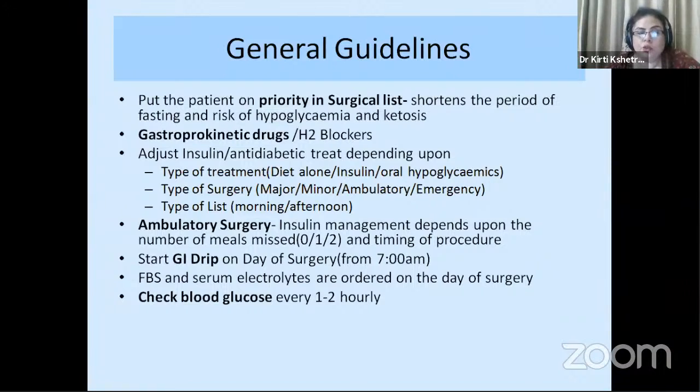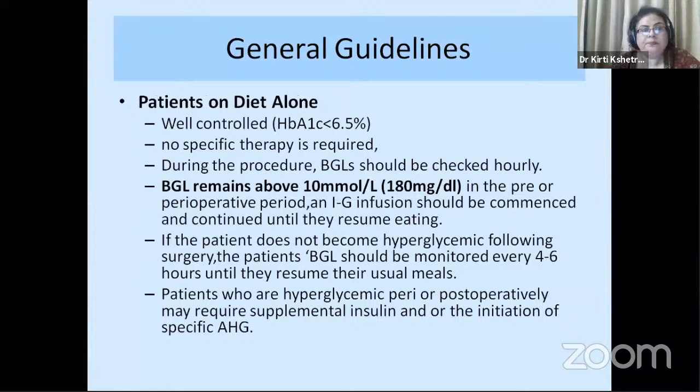And so the timing of the procedure also matters. If there is a late surgery, the patient may be taken onto an insulin infusion, IG infusion, on the day of the surgery from 7 a.m., both in ambulatory surgery as well as in major surgeries. The fasting blood sugar and serum electrolytes are ordered on the day of surgery. Blood glucose levels should be checked at 1 to 2 hour intervals.